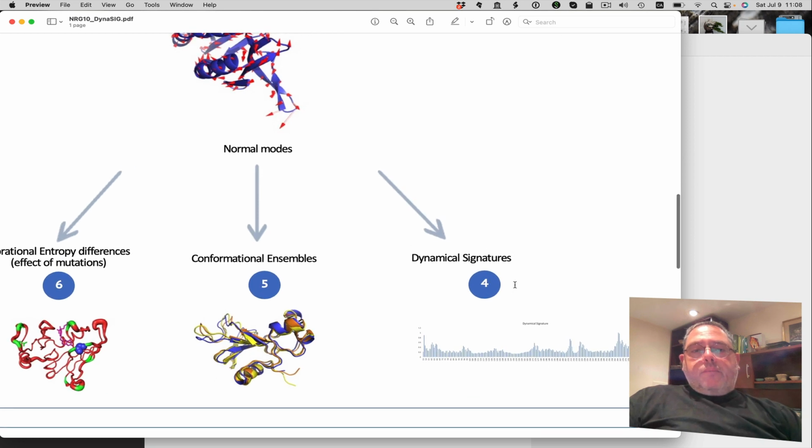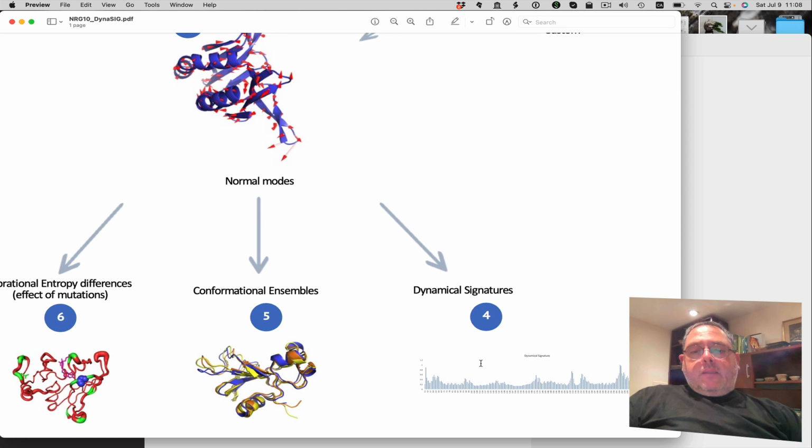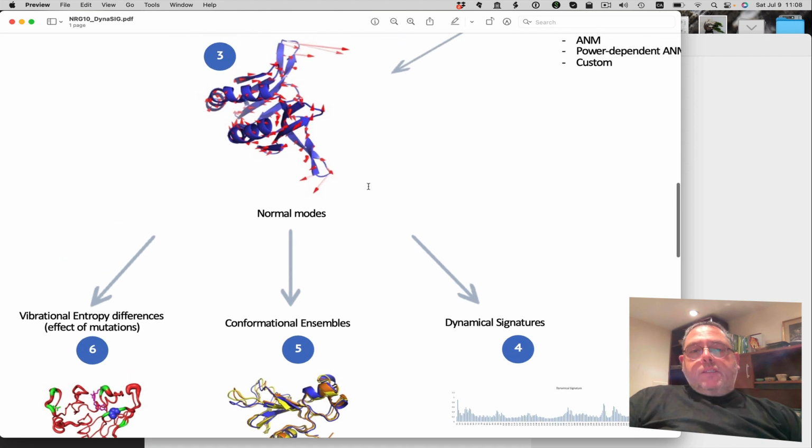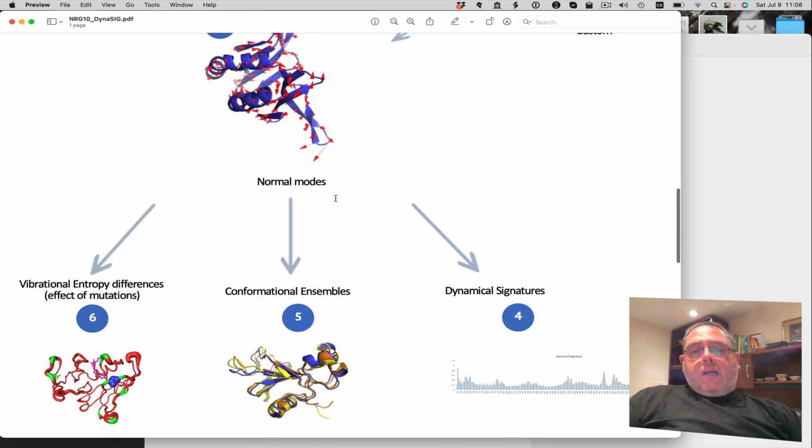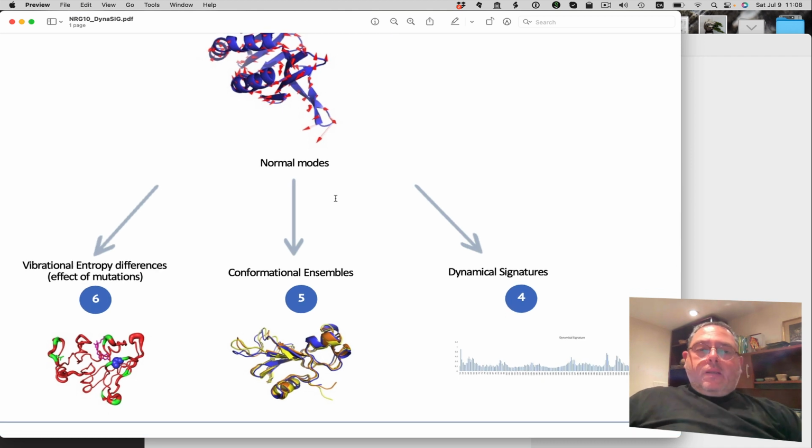Dynamical signatures can be calculated, and here you have a vector where the x-axis represents the position in the sequence, whereas the y-axis represents the amount of flexibility that that residue can potentially experience once the effect on that residue of all the normal modes acting on it are taken in consideration.